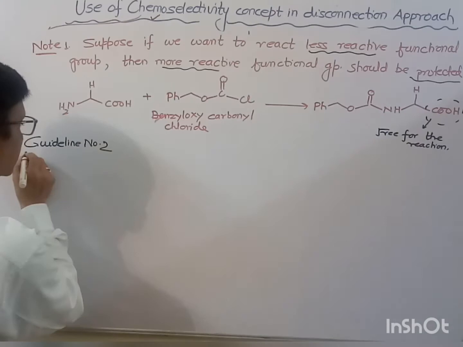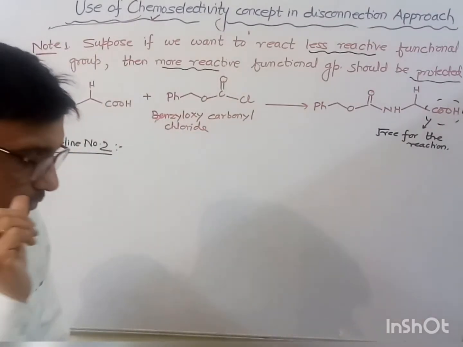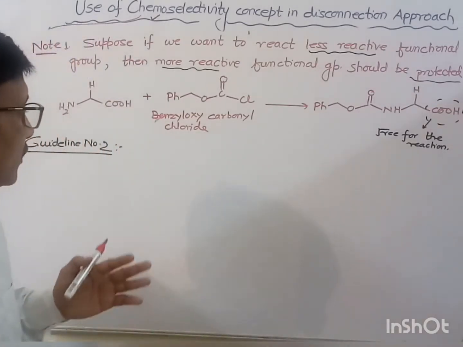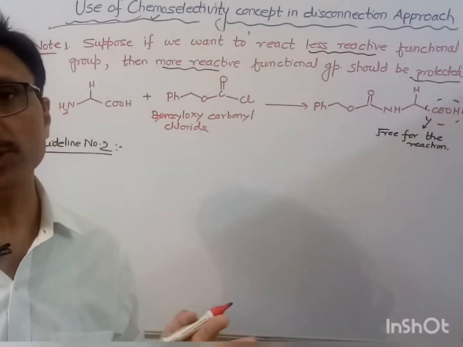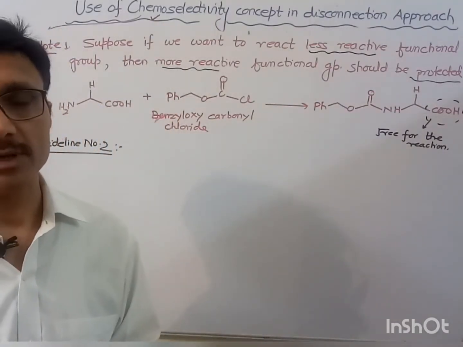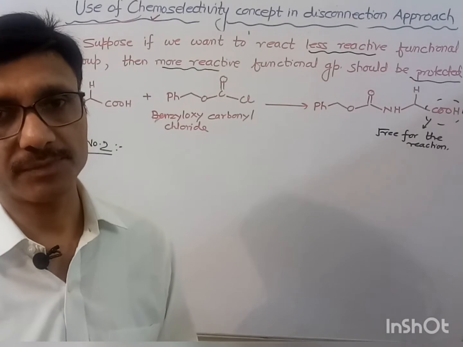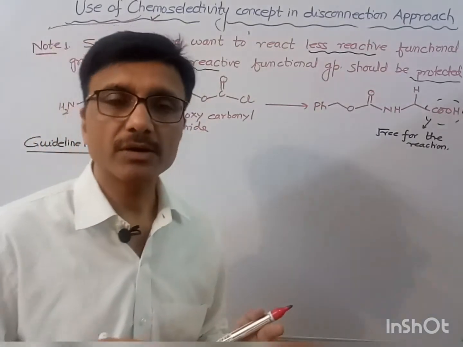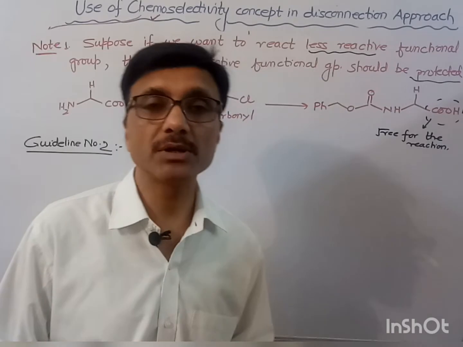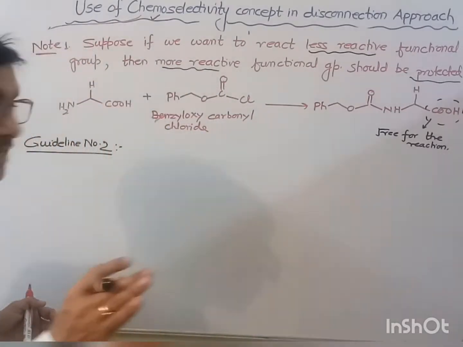Now what does this guideline number 2 tell? It tells that if one functional group reacts twice, then such a reaction is only possible if the product formed is less reactive than the starting material. So let me write it first, then I will explain.